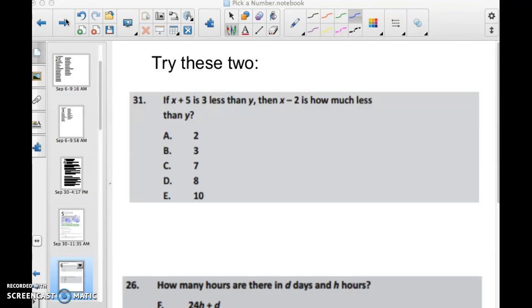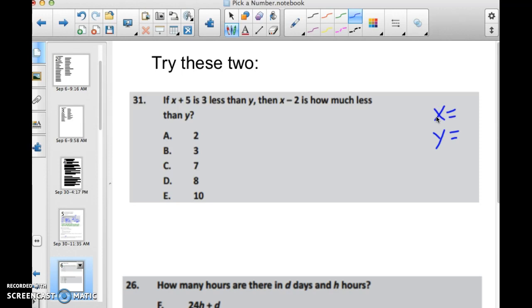So this 31, first things first, if I was going to take this test and I read this question, if x plus 5 is 3 less than y, then x minus 2 is how much less than y? So the first clue that tells me I can pick a number or use this strategy is that the question is confusing. It has two variables. I don't know what either of them are. It's asking for how much x minus 2 is than y, and that's confusing in itself. And so I know that it might be helpful to give value to the variables, okay?